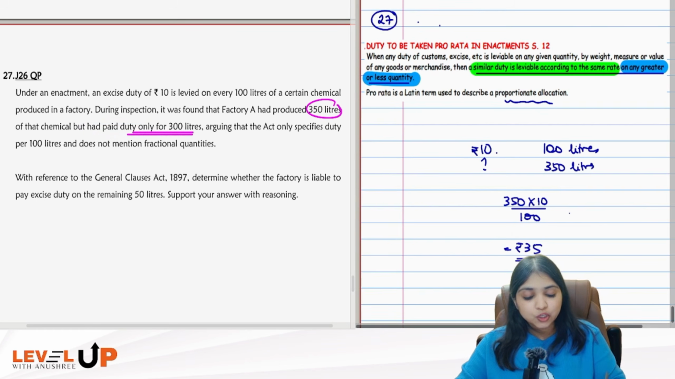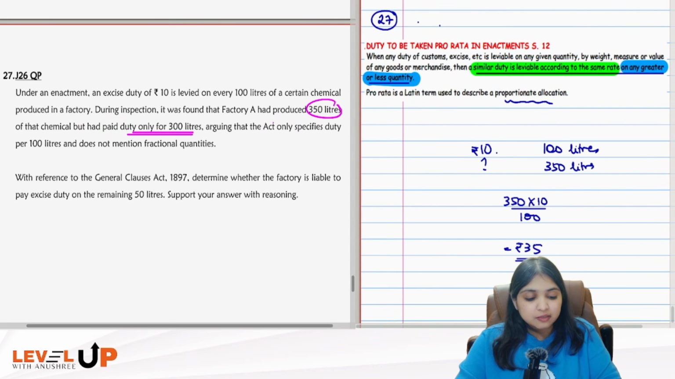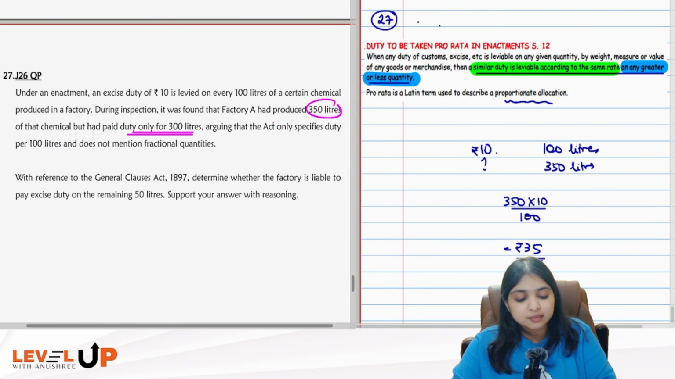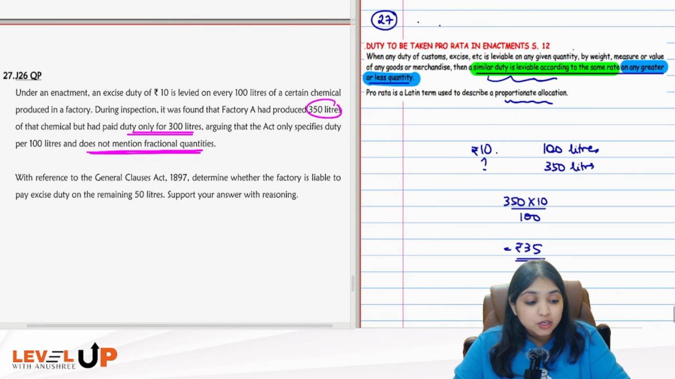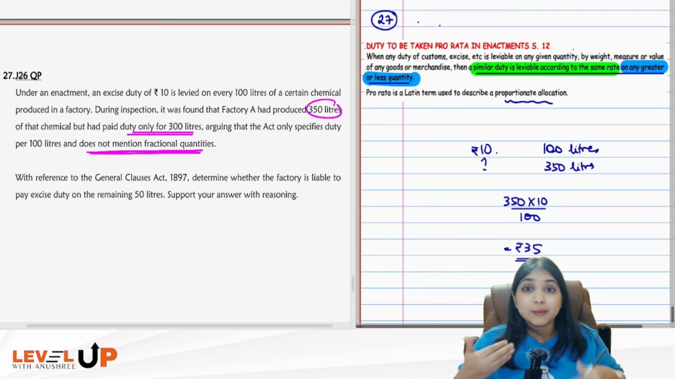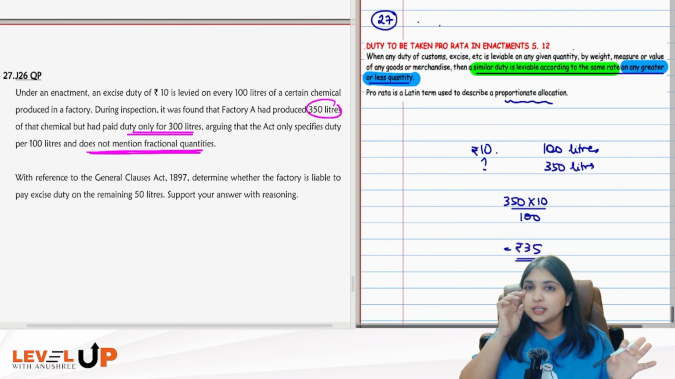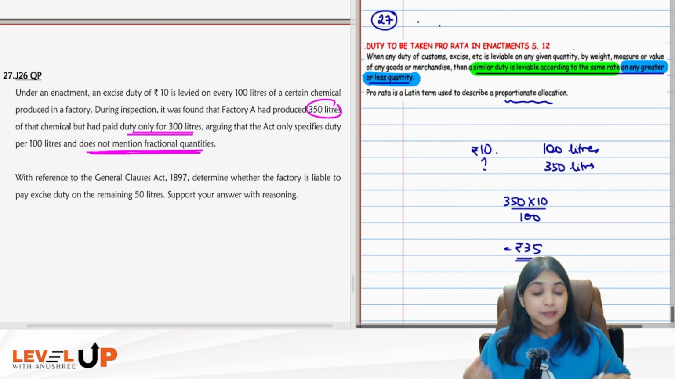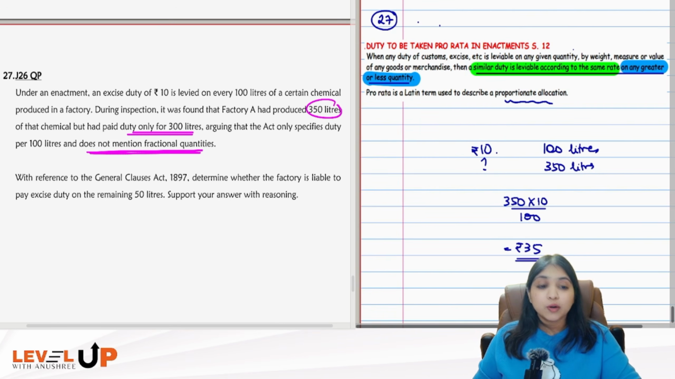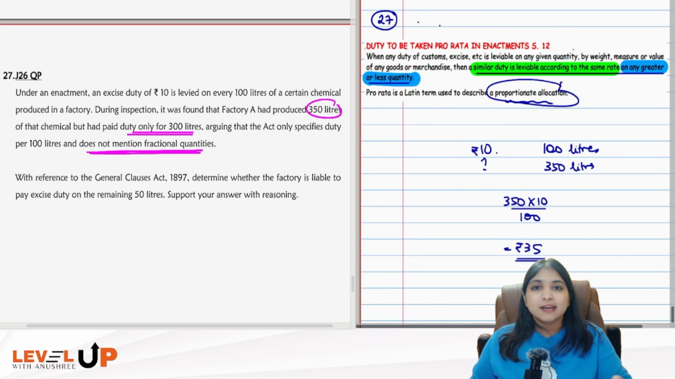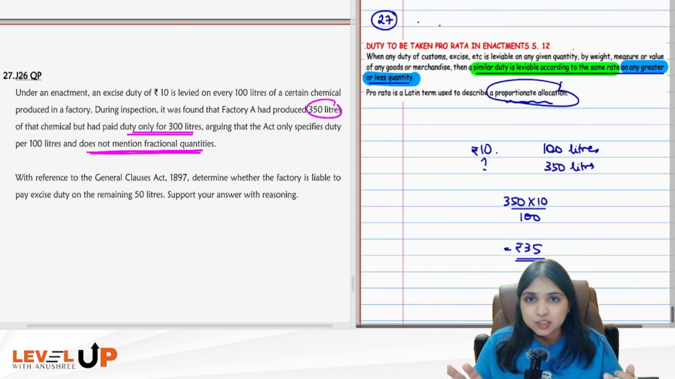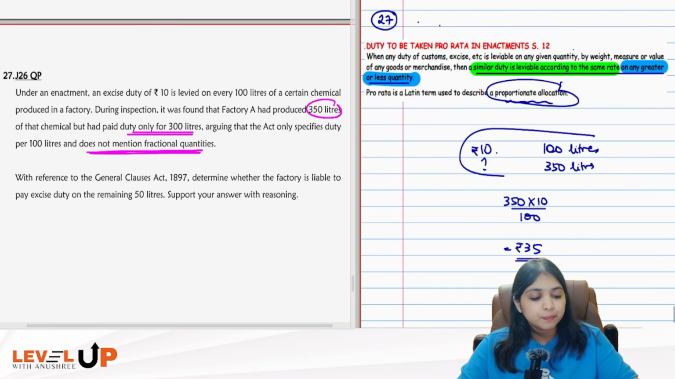Why? Arguing that the act only specifies duty per 100 liters and does not mention fractional quantities. Wrong. The similar duty is leviable at the same rate on any greater or lesser quantity. It doesn't have to be in multiples of 100. Whatever greater or lesser quantity, simple proportionate calculation we will do, that will become your duty. Duty is always calculated on pro rata basis, on proportionate basis. It is not every 100, it is not in multiples of 100. It has to be simply on proportionate basis.